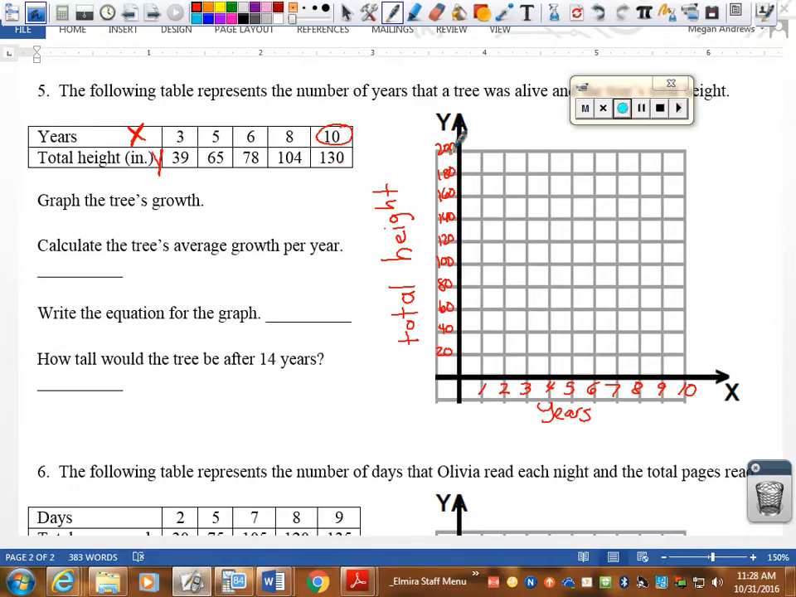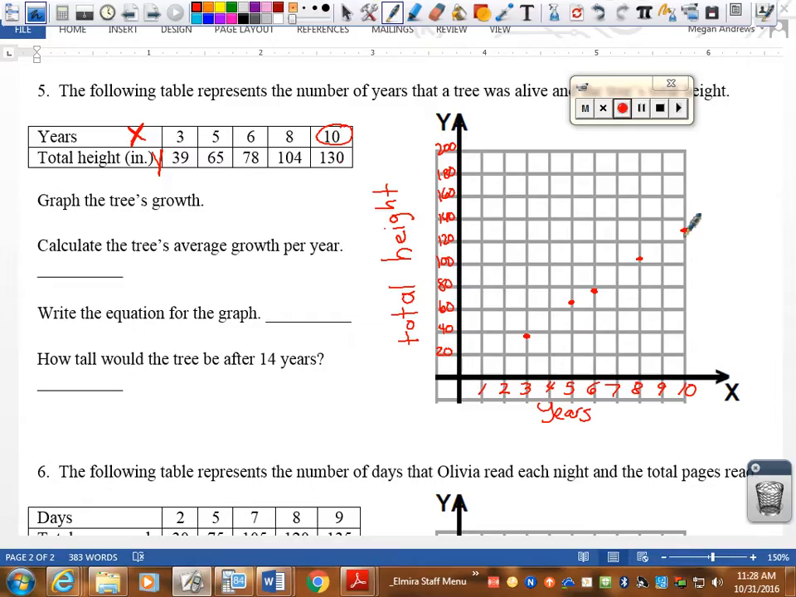Then I'm going to start graphing this. At 3 years, it was 39 inches. Okay, the tree at 5 years was 65 inches. Must be kind of a small tree. At 6 years, 78. At 8 years, skip over 7, 8, it's at 104. And at 10, it's at 130.